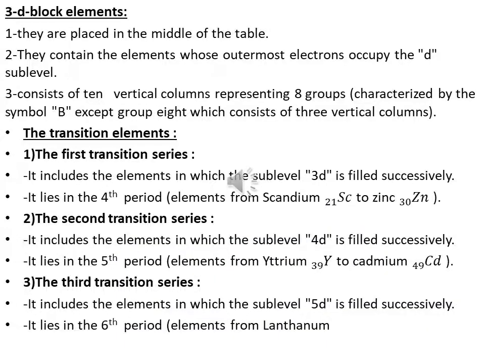Number 3, D block. They are placed in the middle of the table. They contain the elements whose outermost electrons occupy the D sublevel, and consist of 10 vertical columns representing 8 groups, except group 8, which consists of 3 vertical columns.